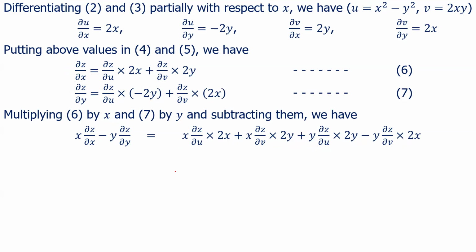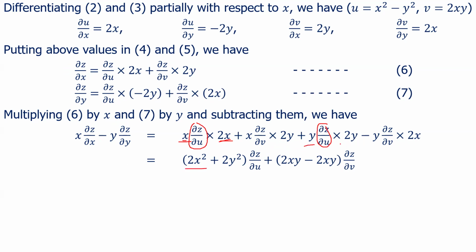Okay, let us simplify it. So the first thing is, this is 2x square, and now first we have to check what is del z del u. We have to take del z del u outside. So here x into 2x is 2x square, here y into 2y is 2y square, and del z del u we have taken outside.